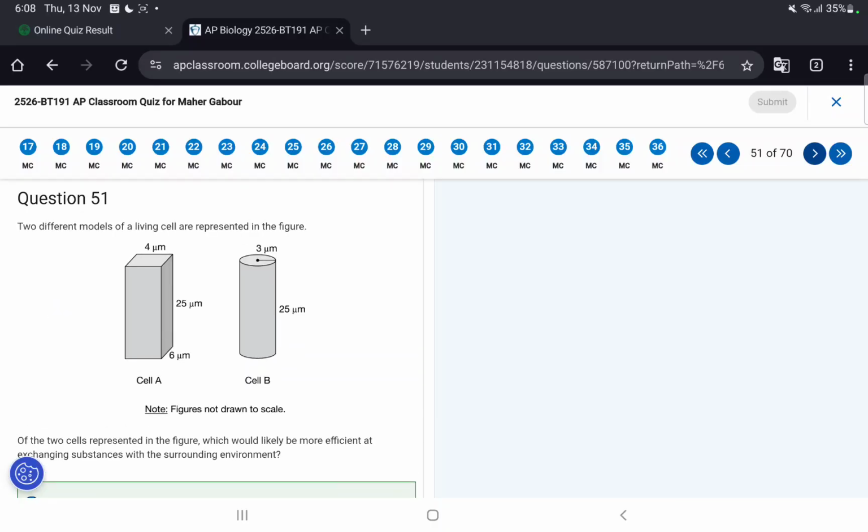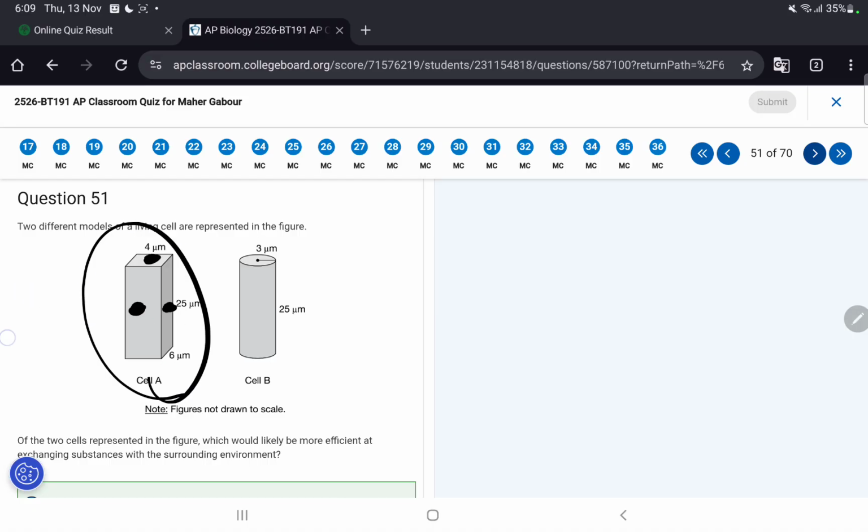The way you find the surface area for this shape is you find the area of this side and multiply it by 2. You find the area of this side, multiply it by 2. You find the area of this side, multiply it by 2. How do you find the area of a rectangle? Length times width. Then add all of the numbers together, and you get the full surface area.